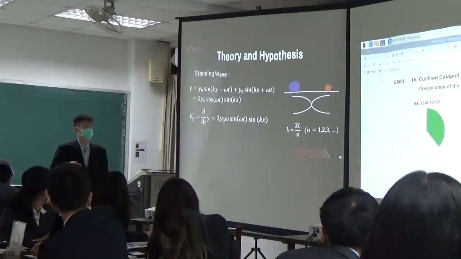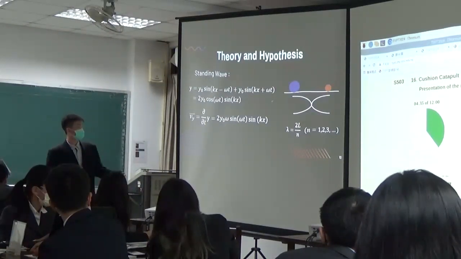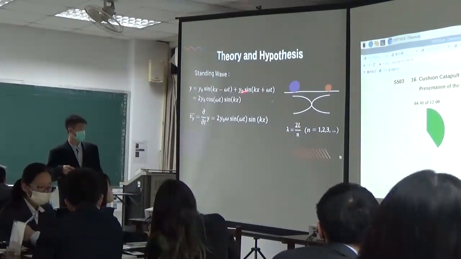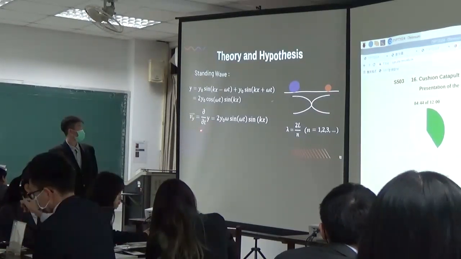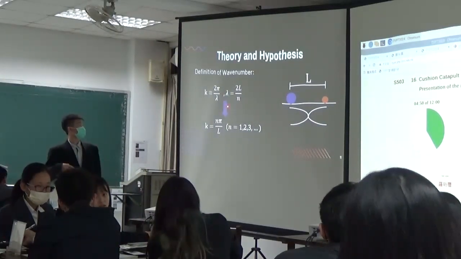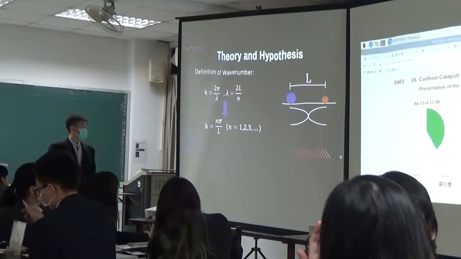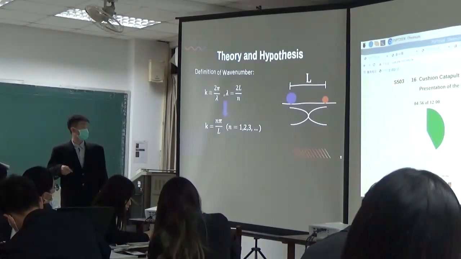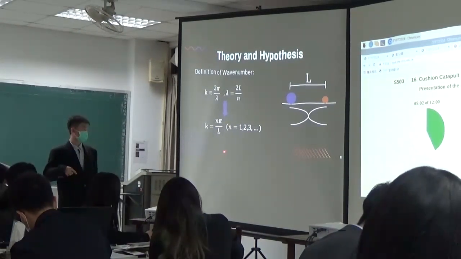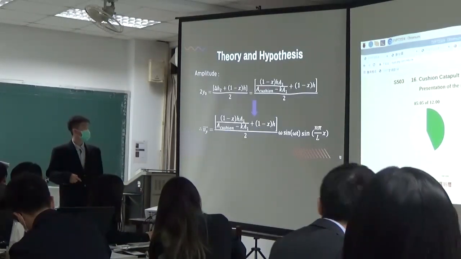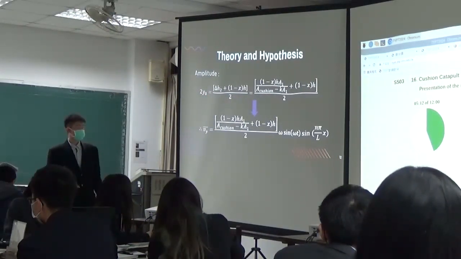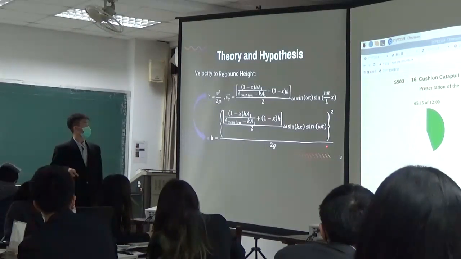I'll talk about the theory first. So we use standing wave to explain this phenomenon. We use this formula so we can get the velocity of y. Because it's a wave, the definition of wavelength is k equals 2 pi over lambda, and then we can get k equals n pi over L, and n is a natural number. And then we calculate the amplitude of the wave.